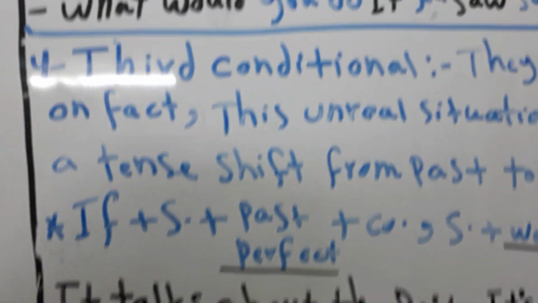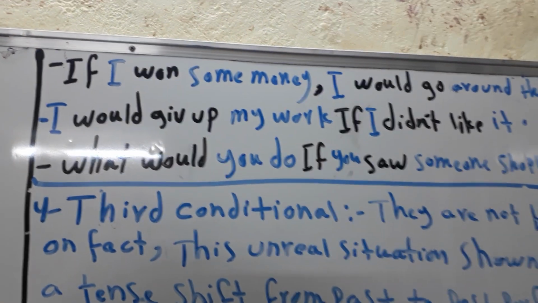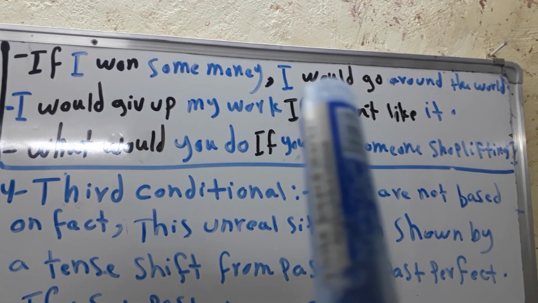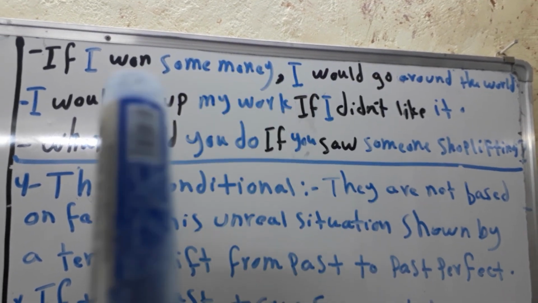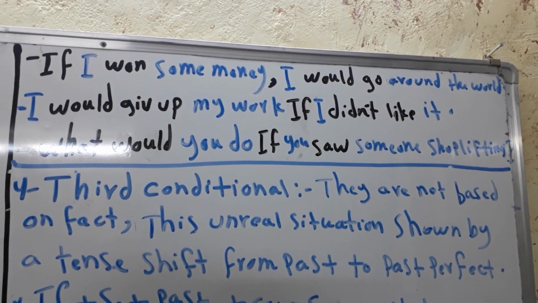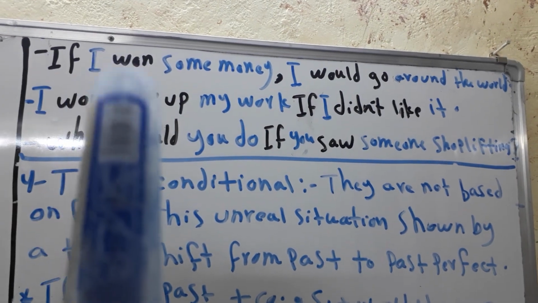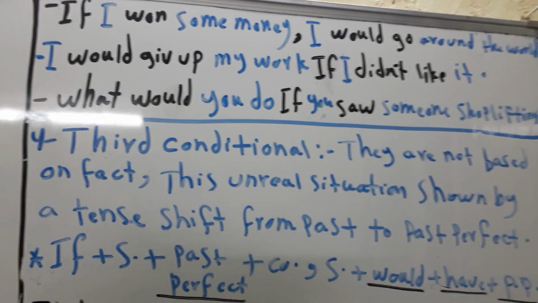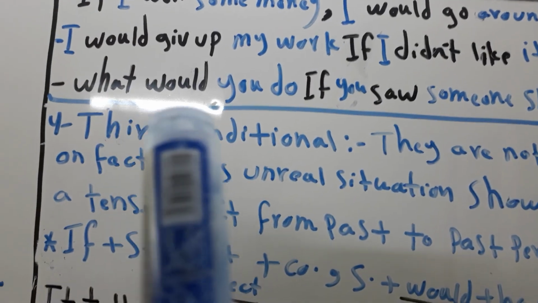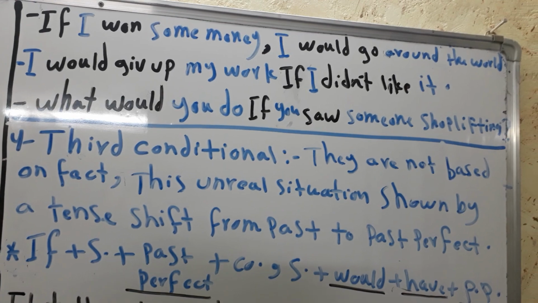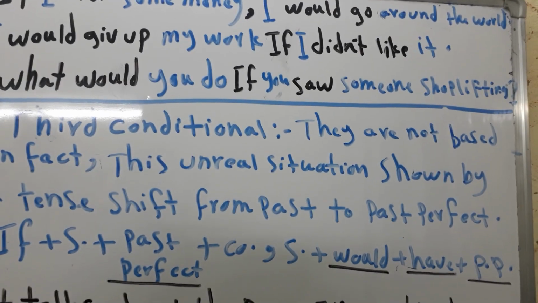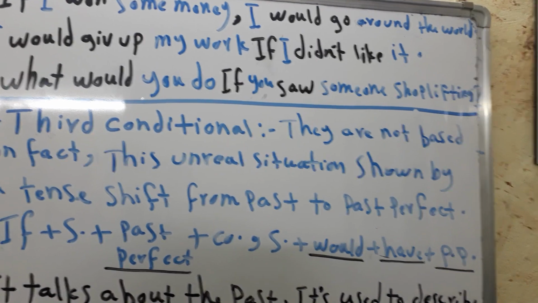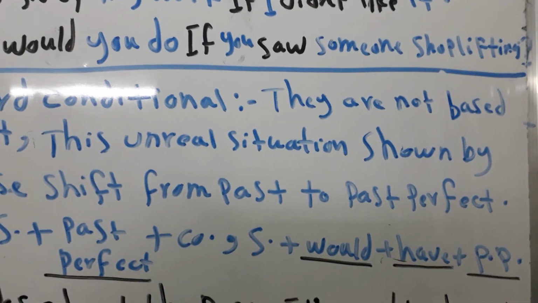So I have some examples here. If I had some money, I would go around the world. I can put the result clause before the if clause. For example, I would go around the world if I had some money. Another example: I would give up my work if I didn't like it. Also, I have a sentence with a question: what would you do if you saw someone shoplifting?